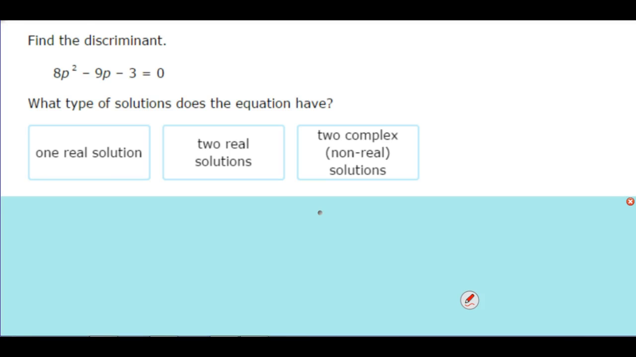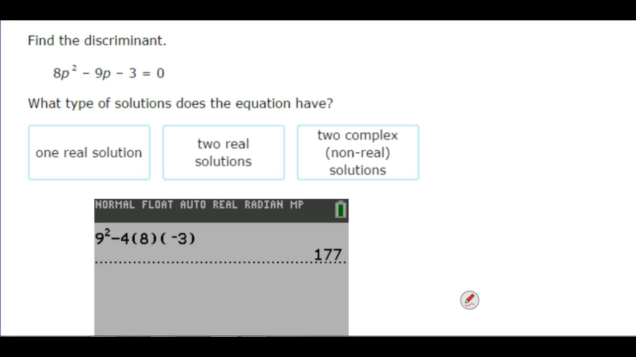And another. Find the discriminant and determine what type of solutions this equation will have. Okay, here we go. Our discriminant is 177. Negative 9 squared, minus 4. Did I do it right? I saw some of y'all get a negative number. I got negative 15. I got 177.